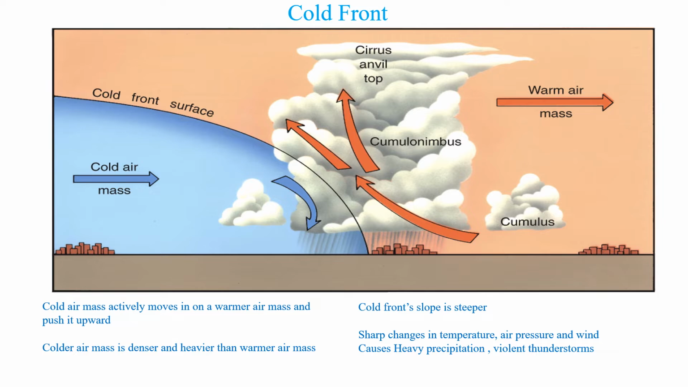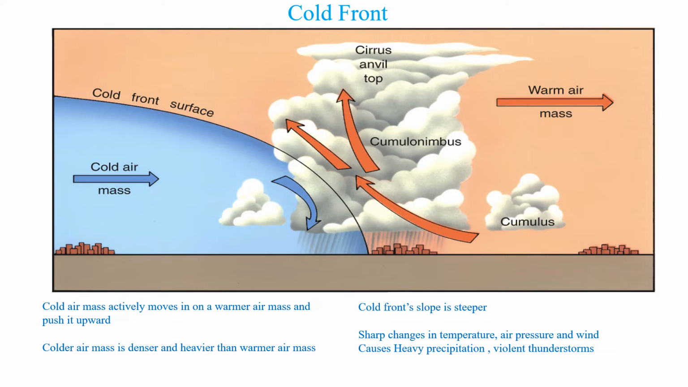Cold front is the most common and most dangerous front. We are very much concerned about that. So how does a cold front happen? If you see the cold air mass, when a cold air mass moves into the warmer air mass, the cold air pushes the warm air up. Basically the warm air has a lot of moisture content.